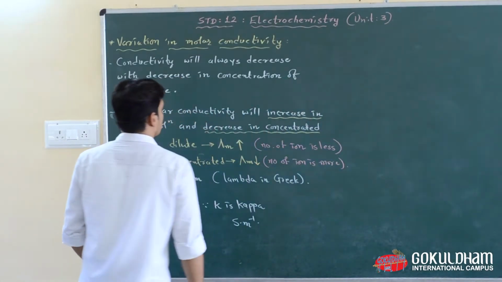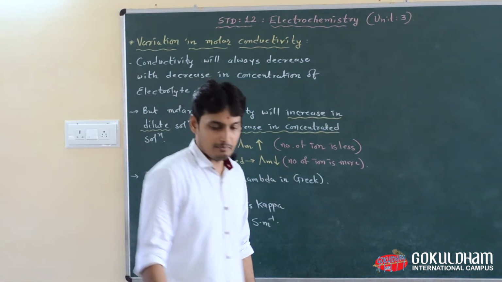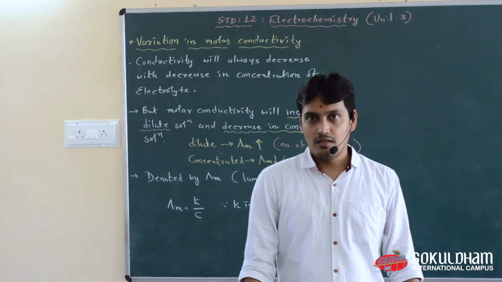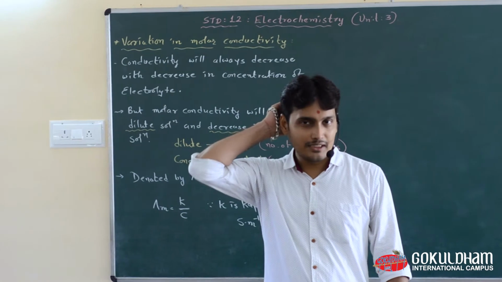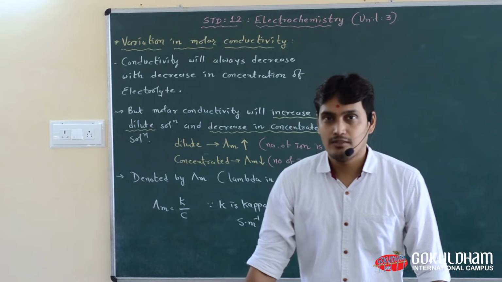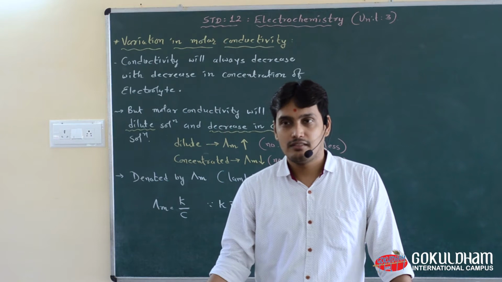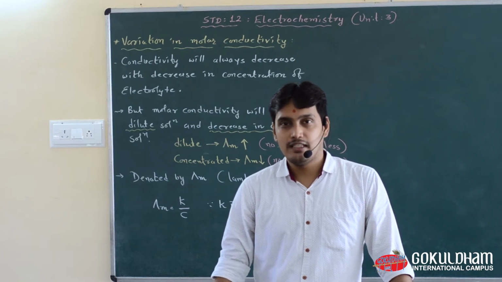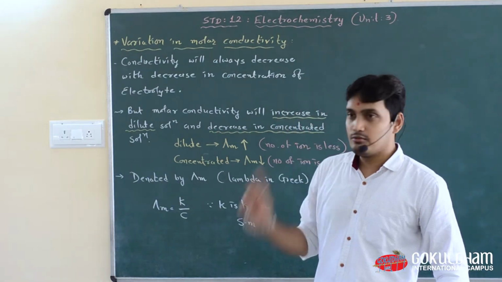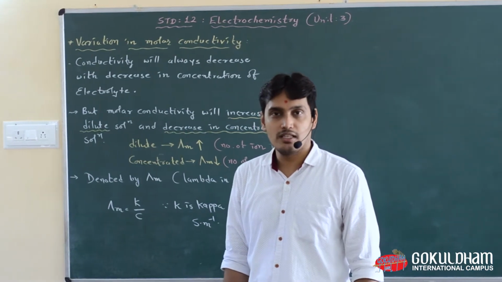Hello, my dear students. In previous lectures, we already discussed Unit 3, Electrochemistry. Our first theory was the electrochemical cell, then we discussed the electrolytic cell. The previous theories were the Nernst equation, then conductivity, then electrolytic solutions conductivity, and now today we are going to discuss molar conductivity and the variation of molar conductivity.